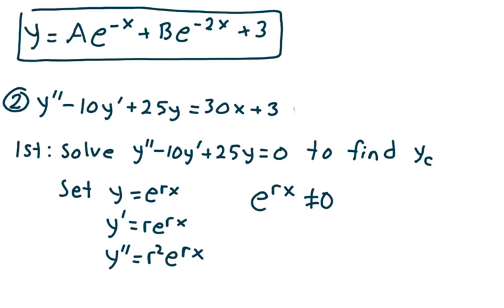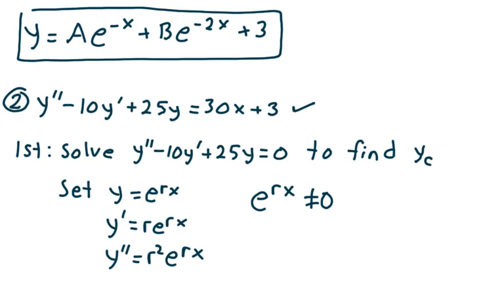In example 2, we have y double prime minus 10y prime plus 25y equals 30x plus 3. In the first step, we want to solve the associated homogeneous equation y double prime minus 10y prime plus 25y equals 0 to find the complementary solution y sub c.